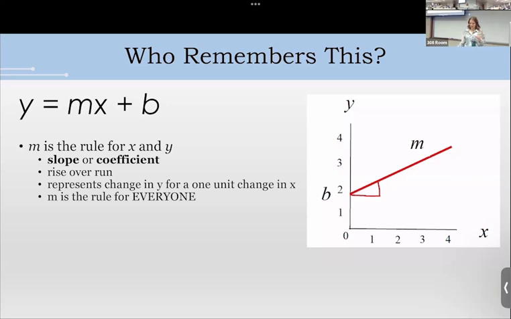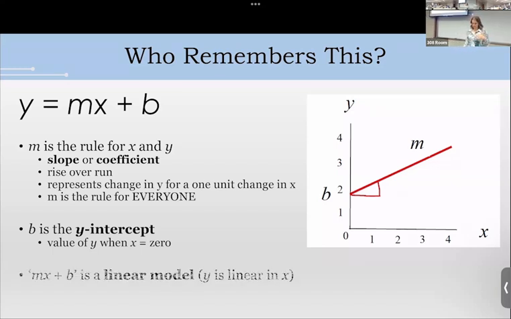And most importantly, it's the rule for everyone. There's one m that applies to everybody. b is the y-intercept. It's the value of y when x equals 0. mx plus b is a linear model. y is linear in x.